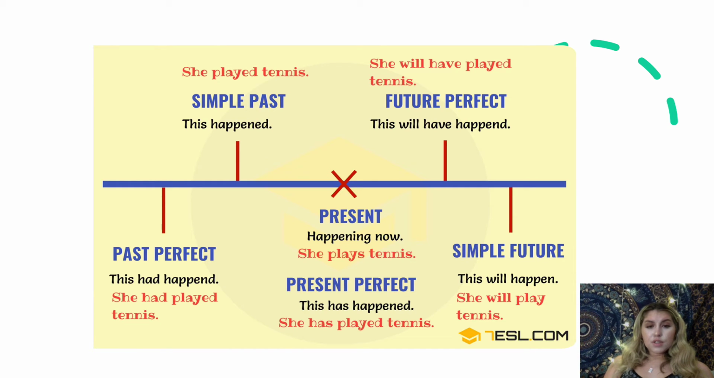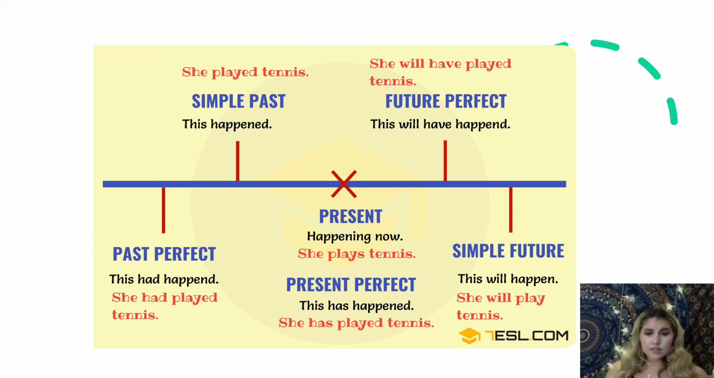Okay, and then we move on to simple future. This will happen. She will play. And that's just something that will happen in the future. It's explaining that tense. It's a simple tense.